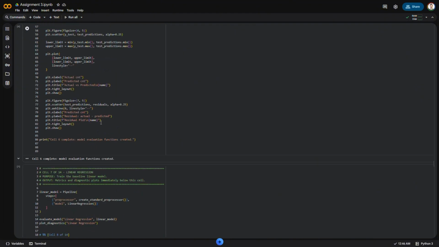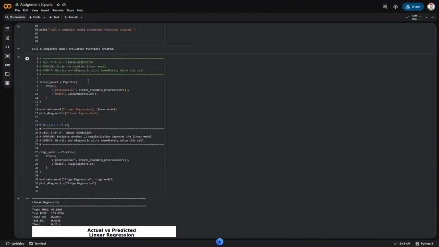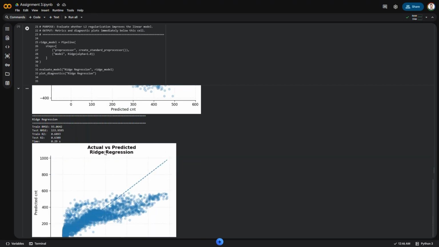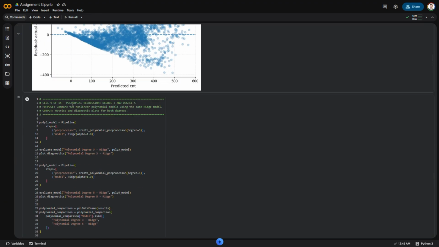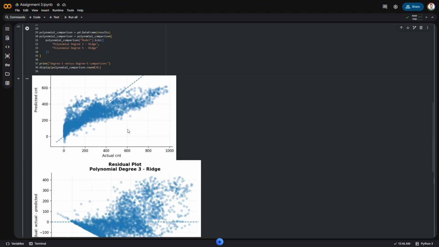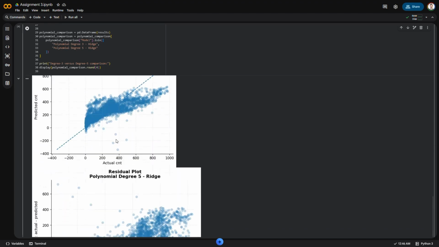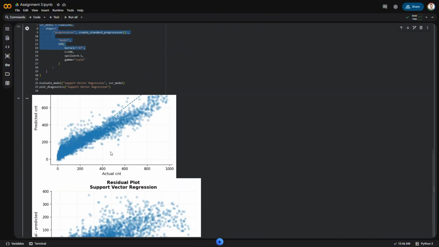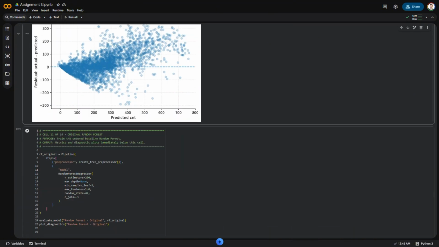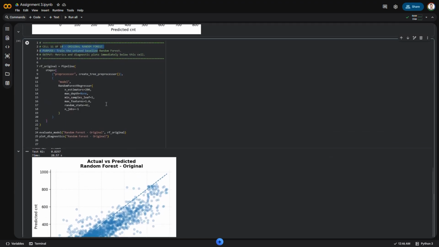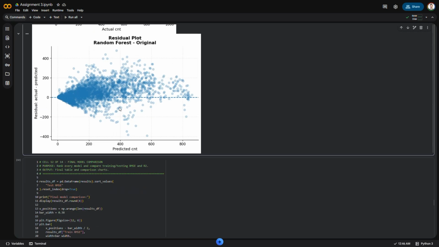Next, I trained 5 regression models. Linear regression provides a baseline. Ridge regression investigates whether regularization improves the linear model. Polynomial regression captures nonlinear relationships through feature expansion. Support vector regression uses a kernel function to model more complex nonlinear behavior. And finally, random forest combines many decision trees to improve prediction accuracy and reduce variance.